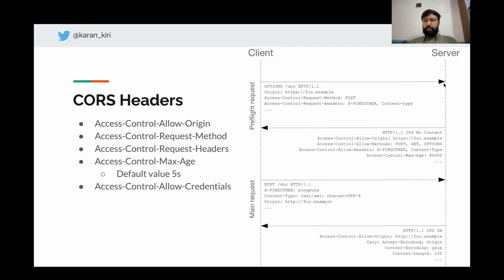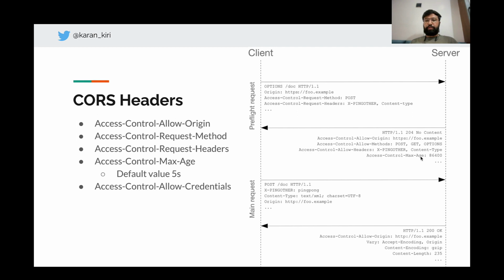In the server response to that pre-flight request, the server will check whether it wants to allow this particular origin to access its resources or not. If it does allow, then it will send Access-Control-Allow-Origin with the origin I want to allow, and the methods I want to allow. Here you can see POST, GET, OPTIONS, and what headers I want to allow. So it says X-Requested-With and Content-Type, and it also says Access-Control-Max-Age.